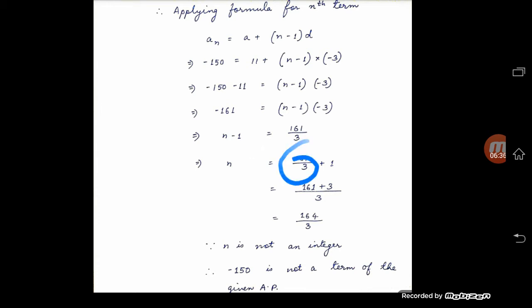So 161 by 3, this minus 1 will go to this side as plus 1. So in the next step, what will we get? This 3, we take LCM for both the terms. Now it will be 161 plus 3. So 161 plus 3 will be 164 by 3. See, now n is equal to 164 by 3.